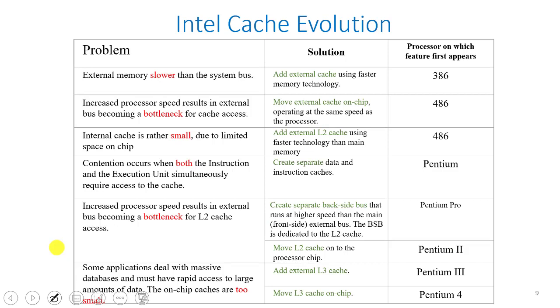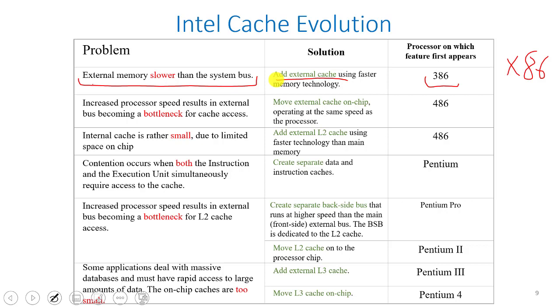Next is the evolution of cache memory. So in this slide, I put some information for you. You can see that the problem was the external memory is slower than the bus system, meaning the main memory is very slow compared to the CPU. So what they did in the 386, remember 386, I said x86, these are the 32-bit processors. In the 386, they added an external cache using faster memory technology. So cache started over here.